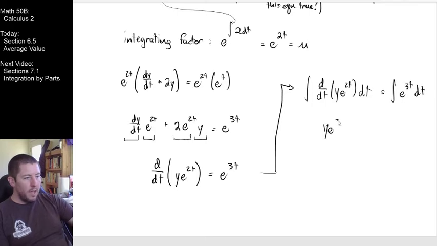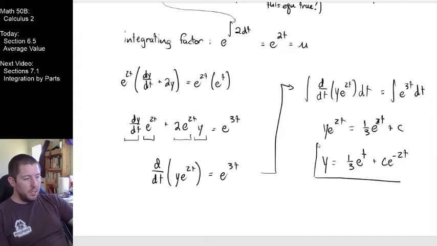That's just going to leave me with y e to the 2t equals 1/3 e to the 3t plus c. And all I have left to do is multiply by an e to the negative 2t to solve for y. Boom. And we have found our solution to the differential equation right there. Right?